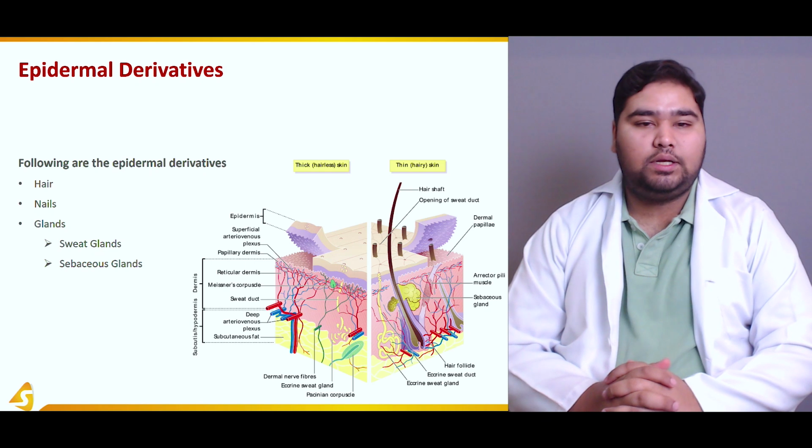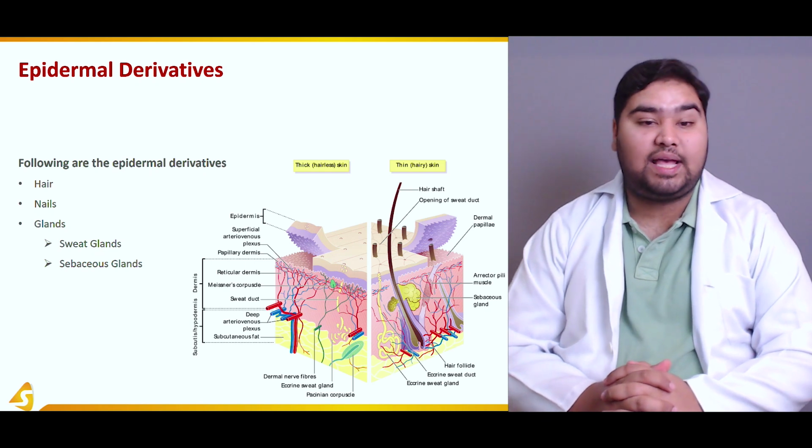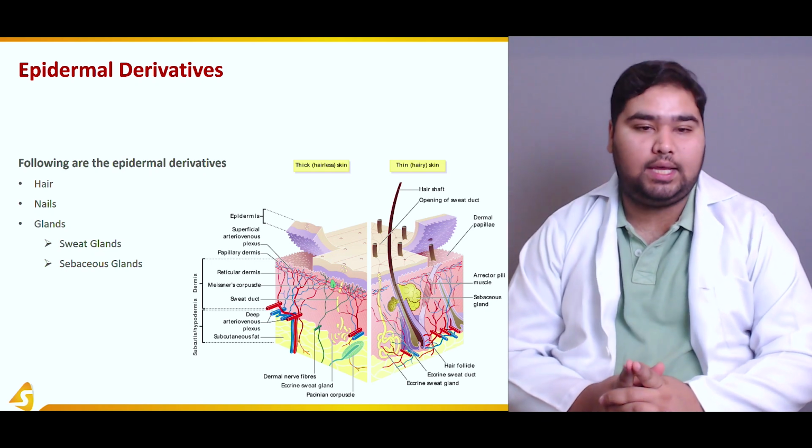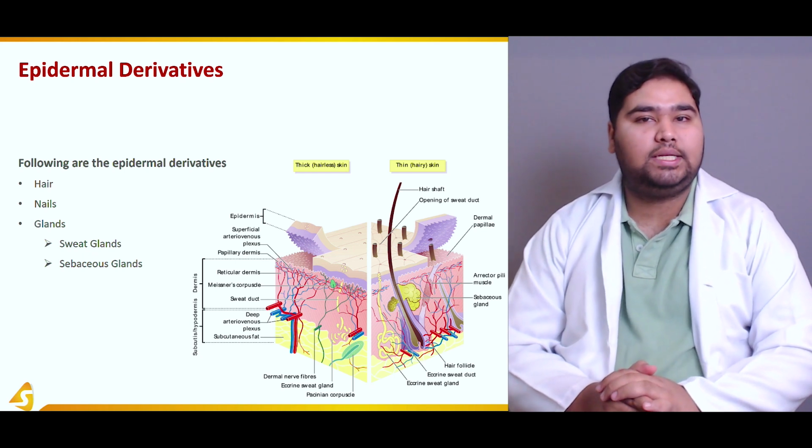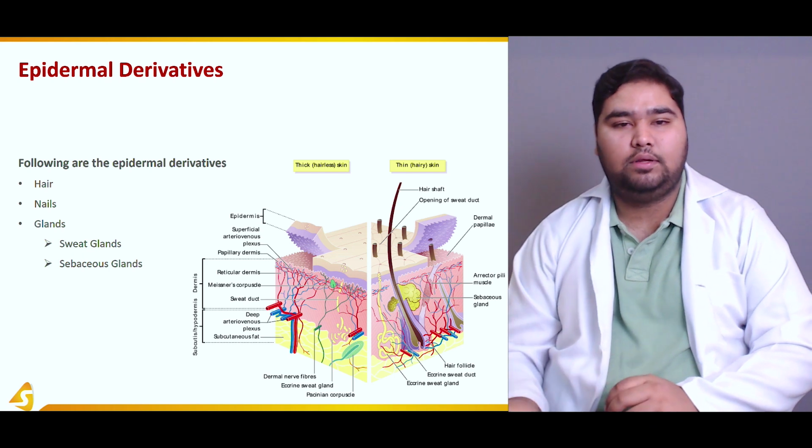Epidermal derivatives. Following are the epidermal derivatives. As I mentioned earlier, these include the hair, the nails, and the glands. There are two types of glands, the sweat glands and the sebaceous glands.